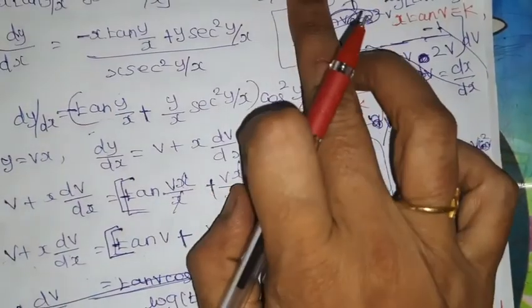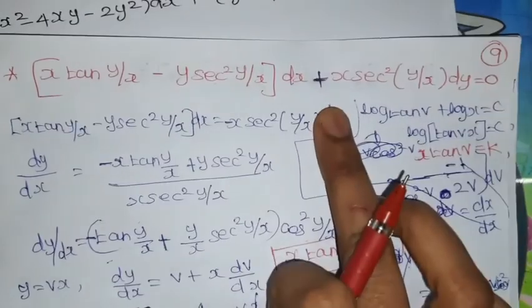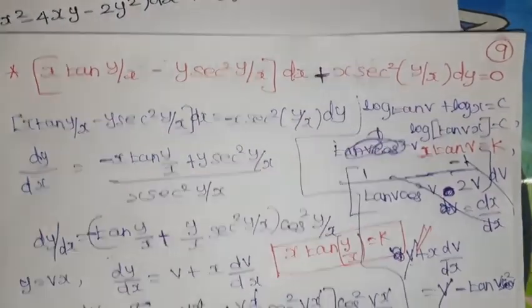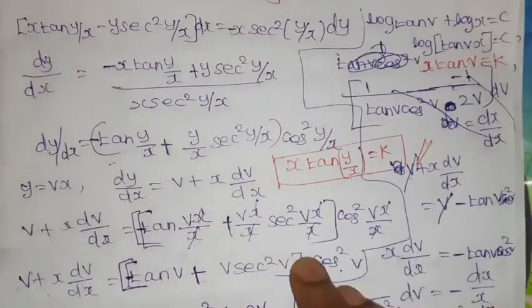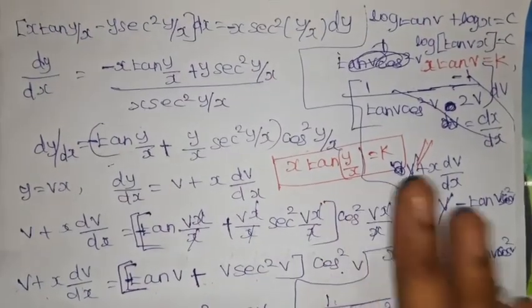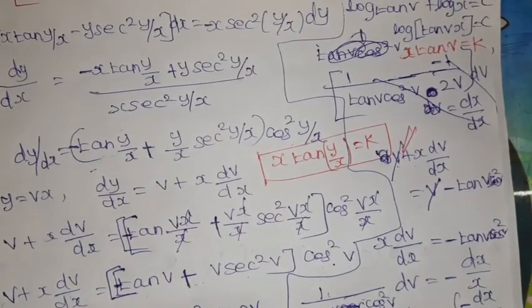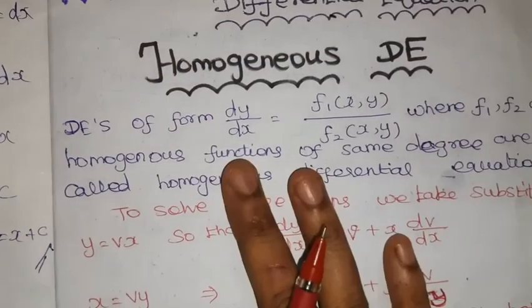In this problem, substitute here minus, not minus, it is a plus sign. By changing this sign and simplifying all these, we get x tan y by x equal to k as the solution. This is the example for a homogeneous differential equation. We have solved 3 problems in that.